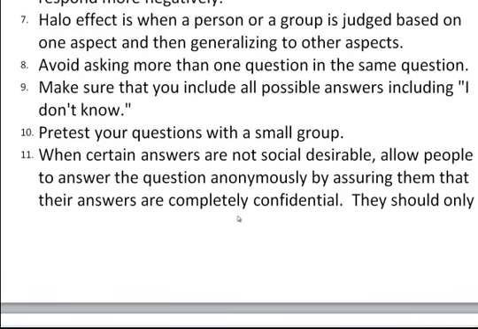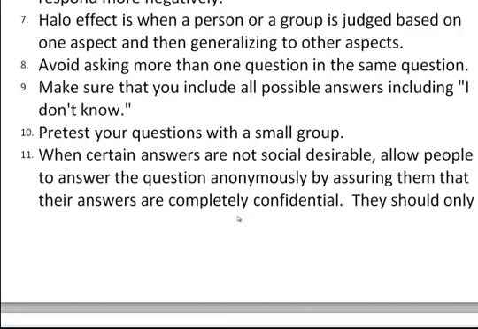Number 11. Pre-test your questions with a small group. Often I will write a survey and I'll find that what I thought is not how other people interpreted it. Or when I write articles, almost invariably, I have to have somebody read my article to see things that I didn't see when I wrote it. I had certain preconceptions that people would interpret a certain way, and they don't. So pre-test it. See what other people think.